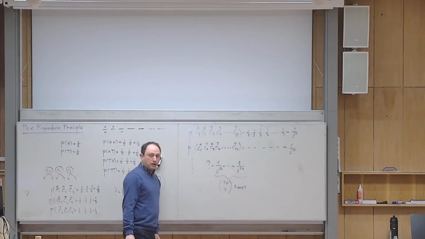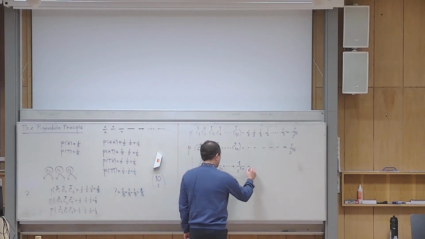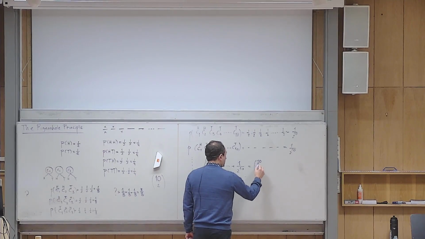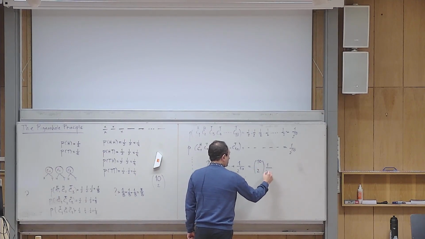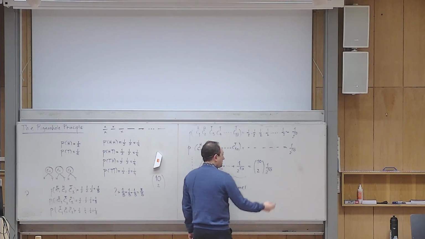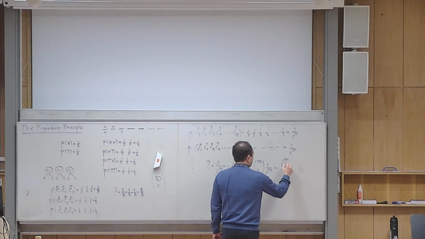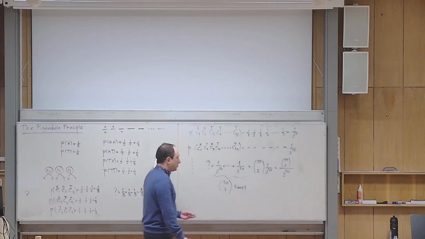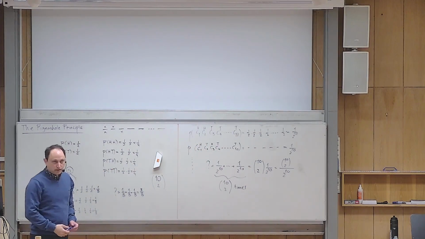Yes? And the answer to this question is simply 10 choose 2, times 1 over 10 to the power of 10. Some people probably write it like this. And if you are interested, of course, in the exact number, you have to calculate those numbers. Is that clear?